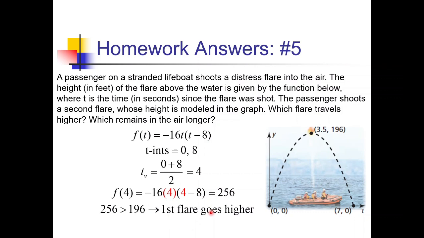Which one's in the air for longer? Well, intuitively, it seems like the higher one would stay in the air longer as well, but let's just double check. We have a t-intercept of 8 for that first flare. That means it takes 8 seconds for that first flare to hit the water. 8 is bigger than the 7 that we see in the graph here for the second flare. So the first flare is also in the air for longer.